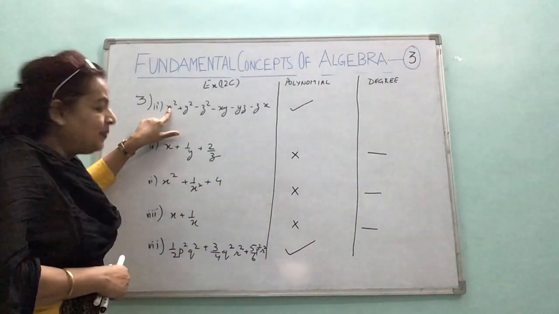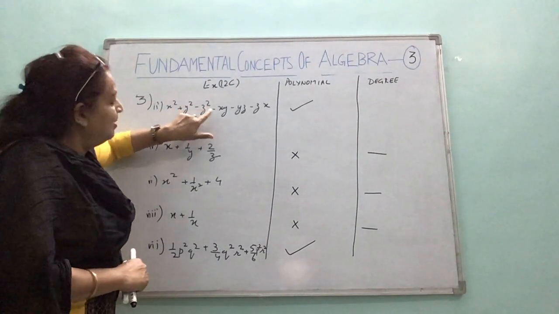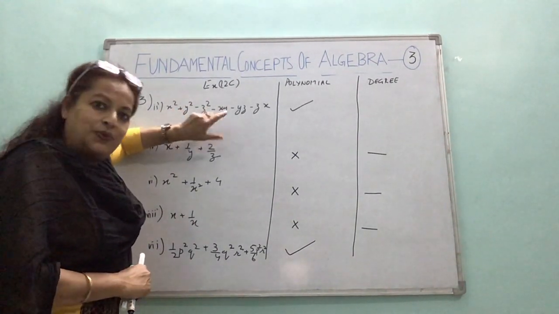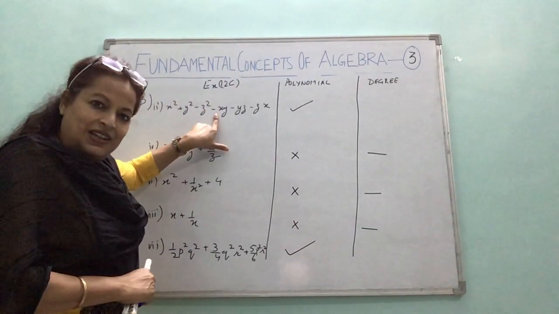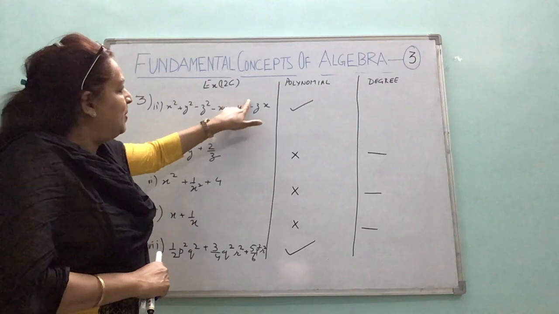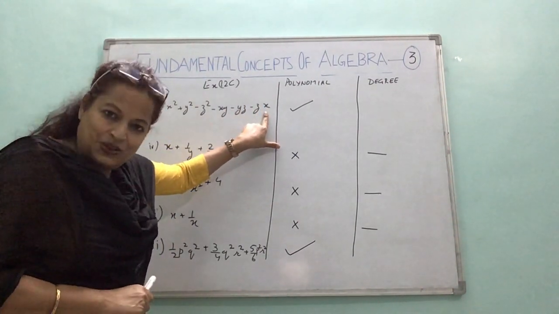2, degree 2 of this term, degree 2 of this term. Now there are two alphabets, we add the powers of both. So 1 plus 1, 2, this is degree 2. 1 plus 1, 2, this is also degree 2. 1 plus 1, 2, this is also degree 2.